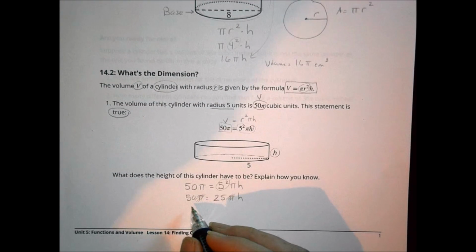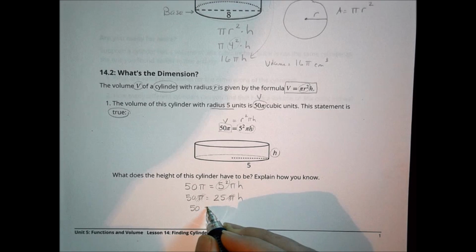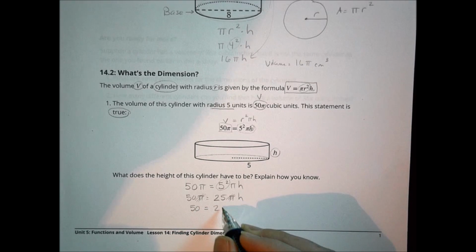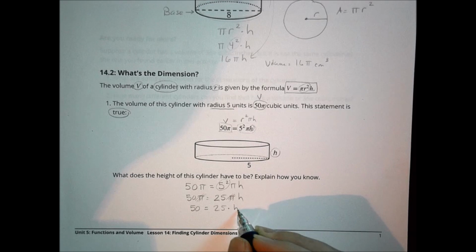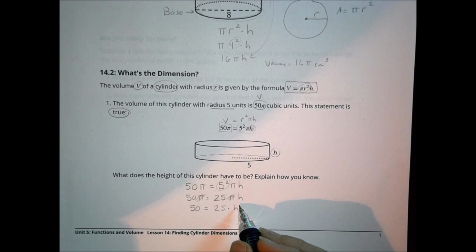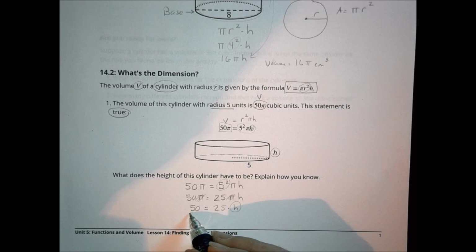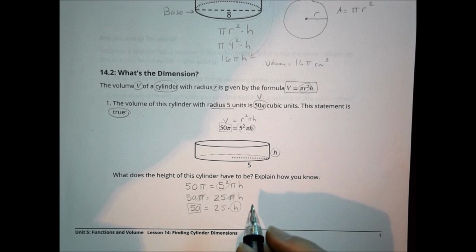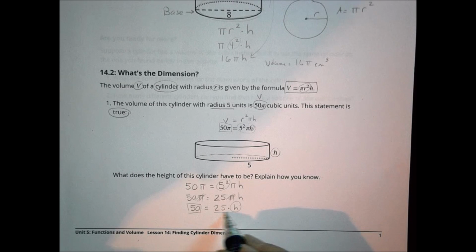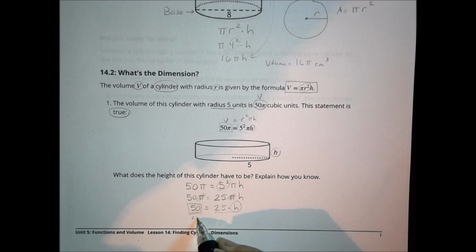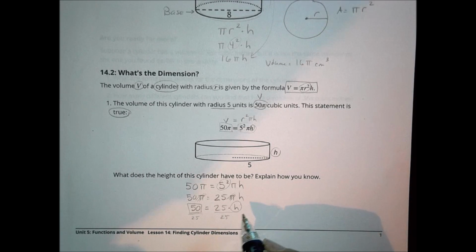And then what's left on this side is I have a 50 over here, and that's going to be equal to 25 times some height. And so again, using some logic, what number times 25 can get you to 50? That's all they're asking you to do. Or if you want to do algebra, you could divide both sides by 25 in order to find out what h is going to be.